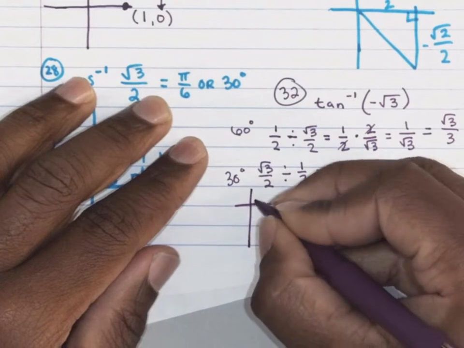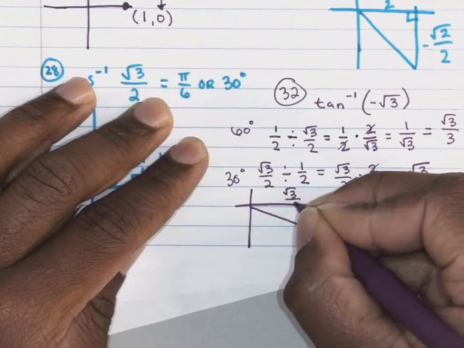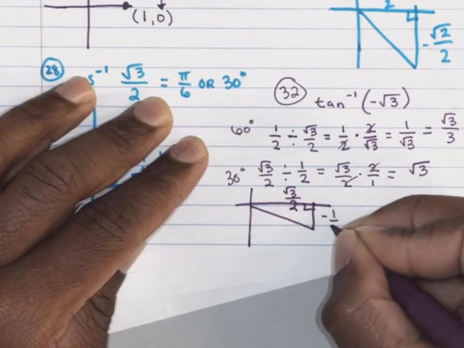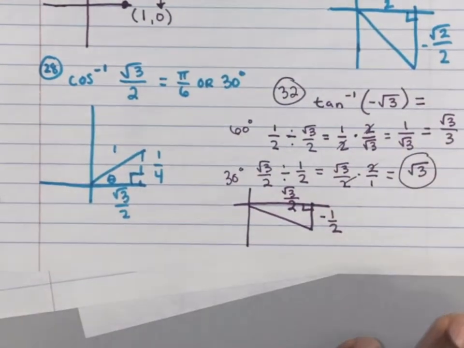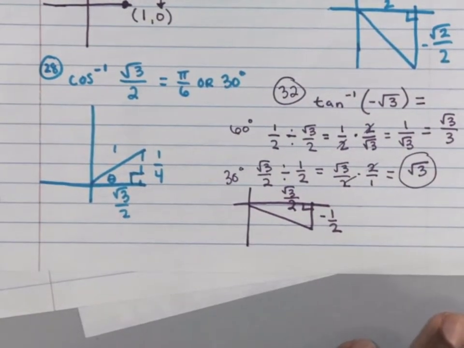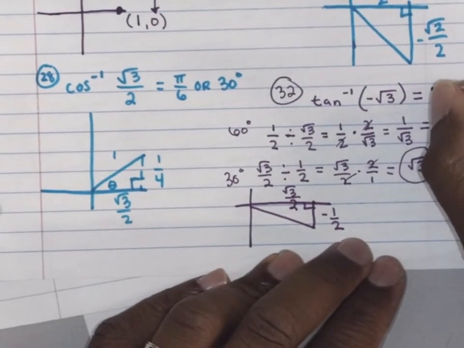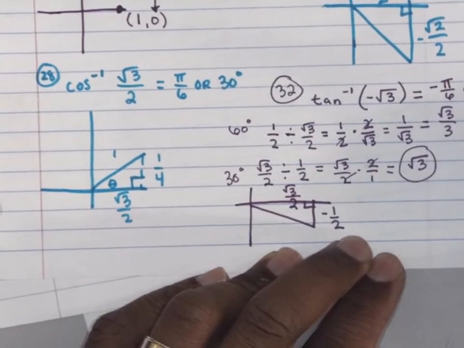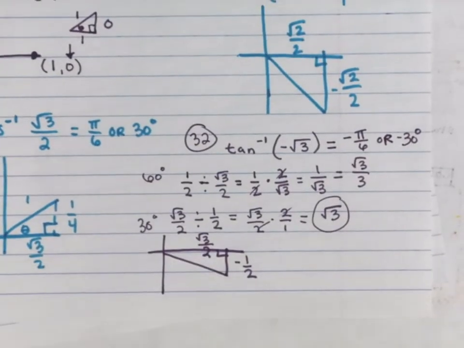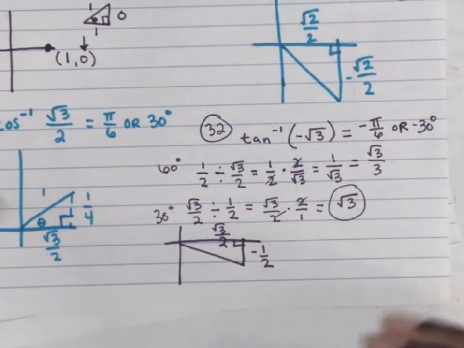So something like this. I'd need the 30 where x is root 3 over 2 and y is negative 1/2, which would give me this negative root 3. So this happens at the 30-degree angle in the fourth quadrant, which is negative pi over 6 or negative 30 degrees. All right, so remember with these inverse functions, you're getting out angles. You put in an exact value, what you get out is an angle measure.